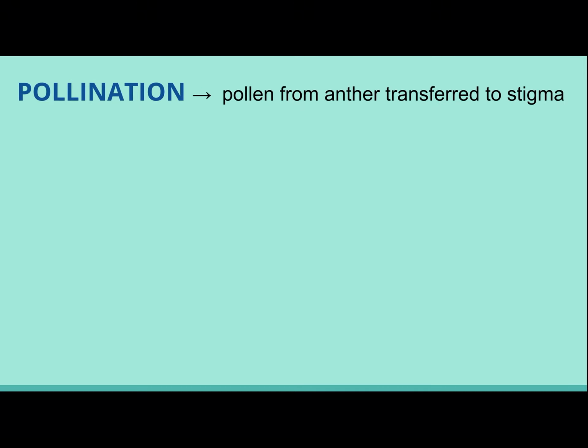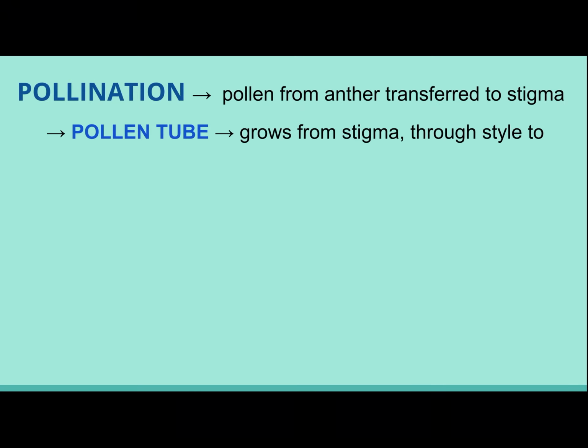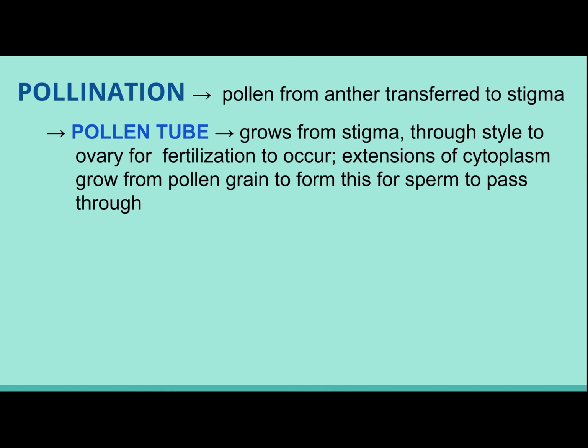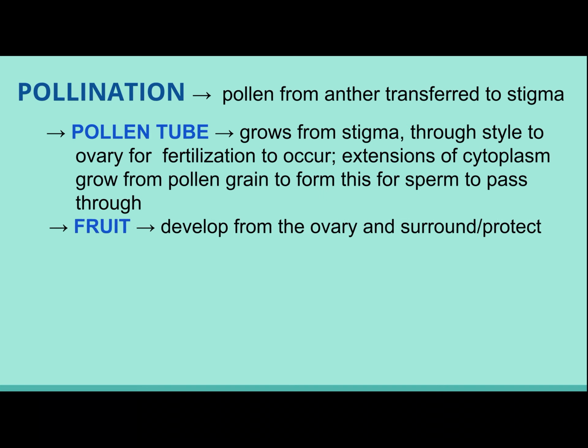All right? Now, the process of pollination is when pollen from the anther is transferred to the stigma. When this happens, a pollen tube will grow down from the stigma through the style to the ovary for fertilization. Basically, a pollen tube is extensions of cytoplasm that grow from the pollen grain for the sperm to pass through. It's just a little passageway for the sperm to move down into the ovary in order to fertilize the ovules.